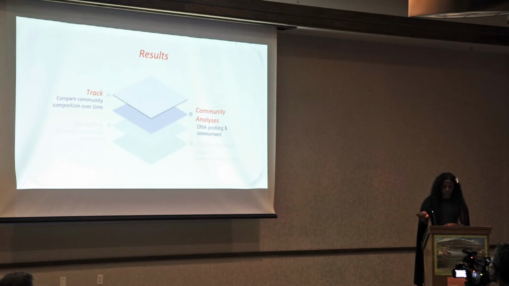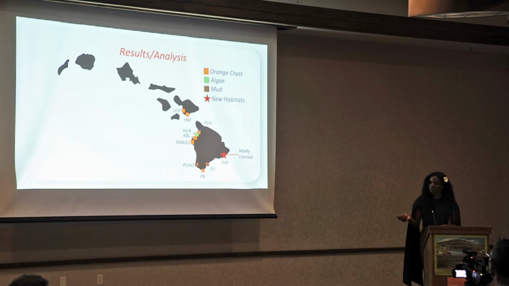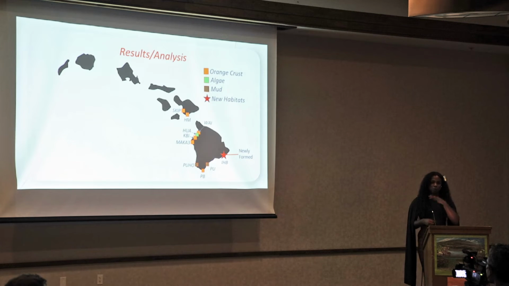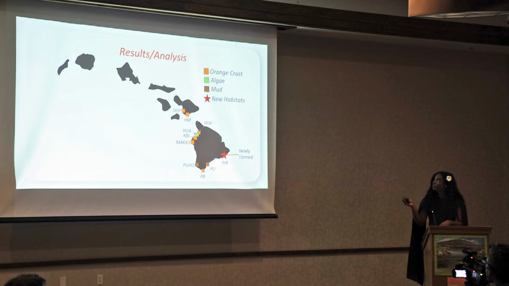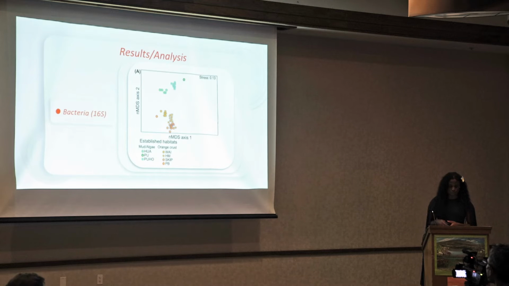So as far as our results, looking at the community analysis and tracking the changes over time, the red star indicates where these new ponds were that we studied, and these boxes indicate other ponds that we use as reference points. So kind of phenotypically, scientists will classify these ponds based on how the microbial mat appears. So there's the orange crust, the algae, and the mud, and so we wanted to see how they compared to some of these established ponds.